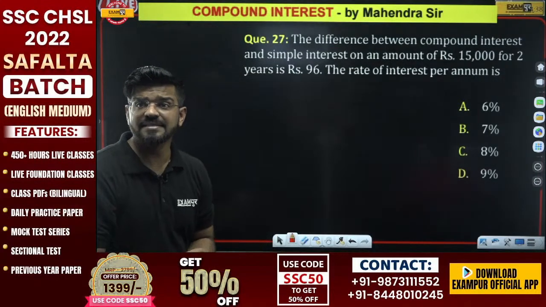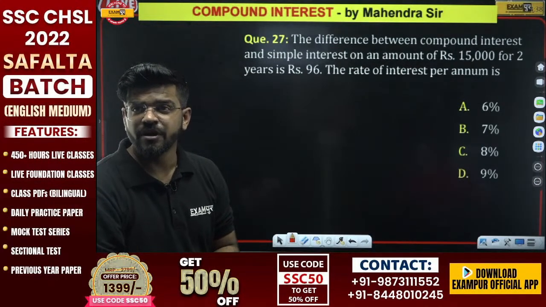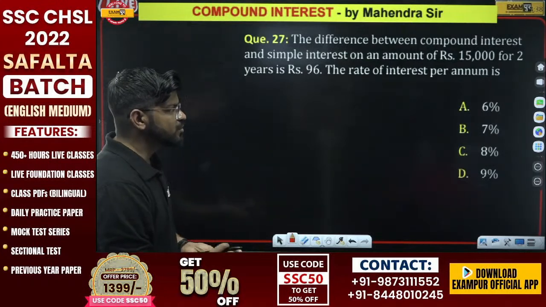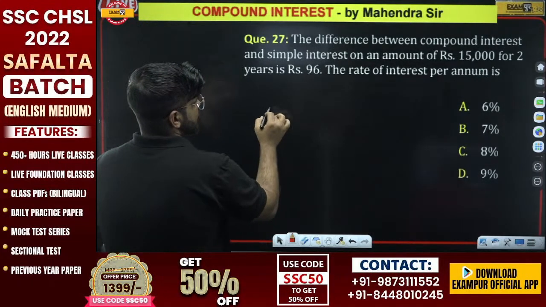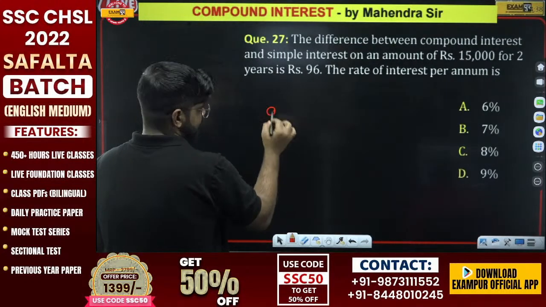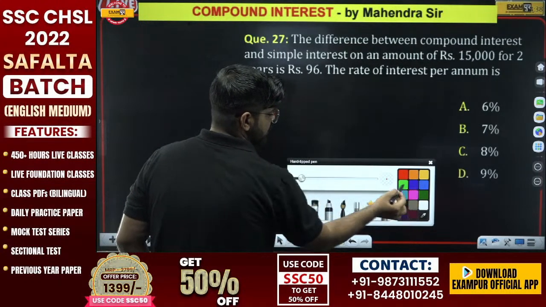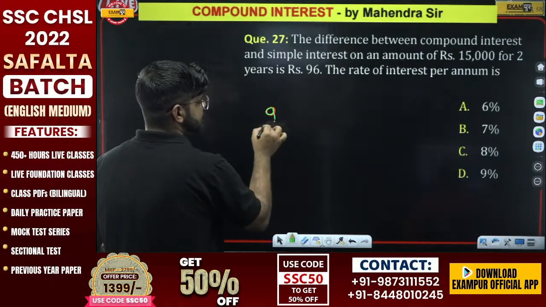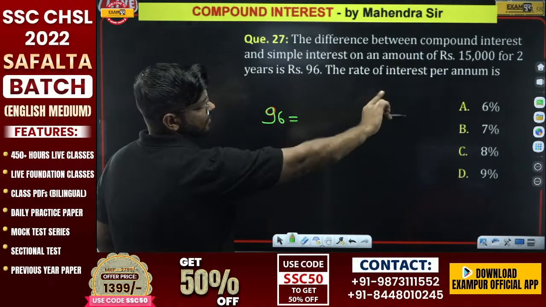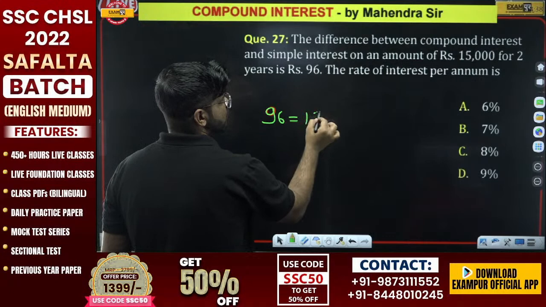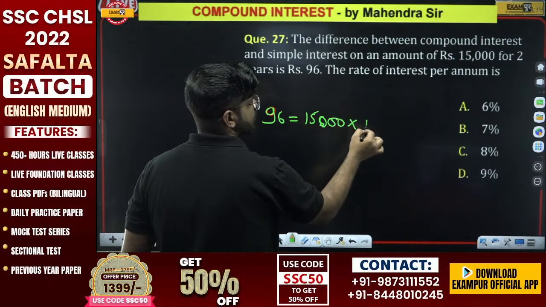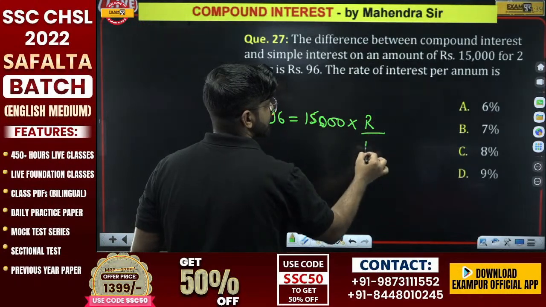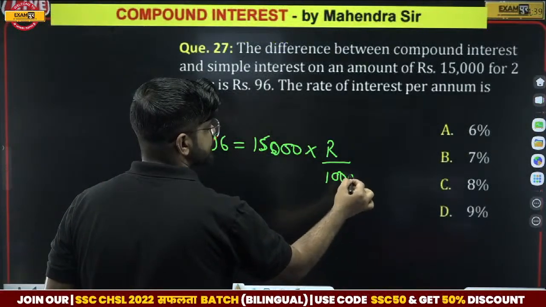Okay, so Govind Nath is there. Good evening, Govind Nath. You have given the answer 8%. Okay, let's solve this question. We have a difference of 96, and P is 15,000, and we have to calculate the rate of interest.